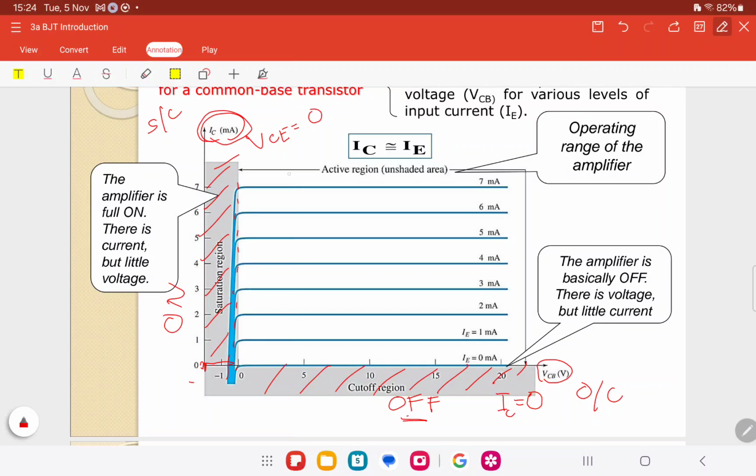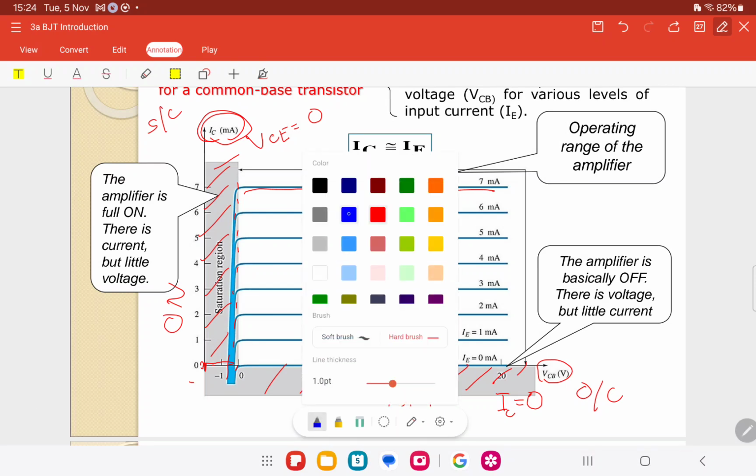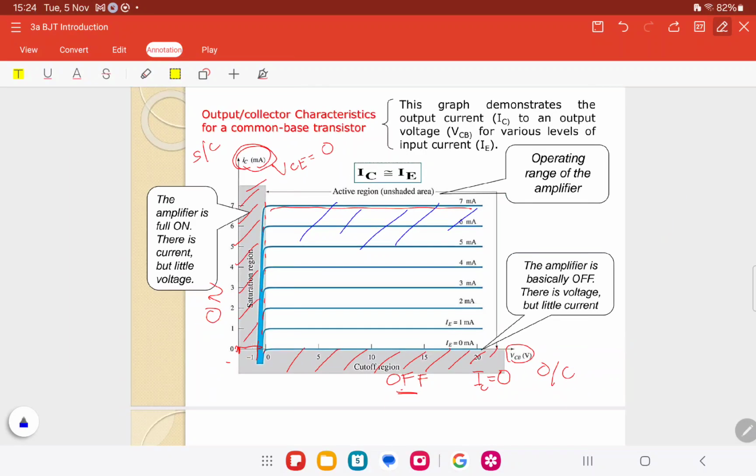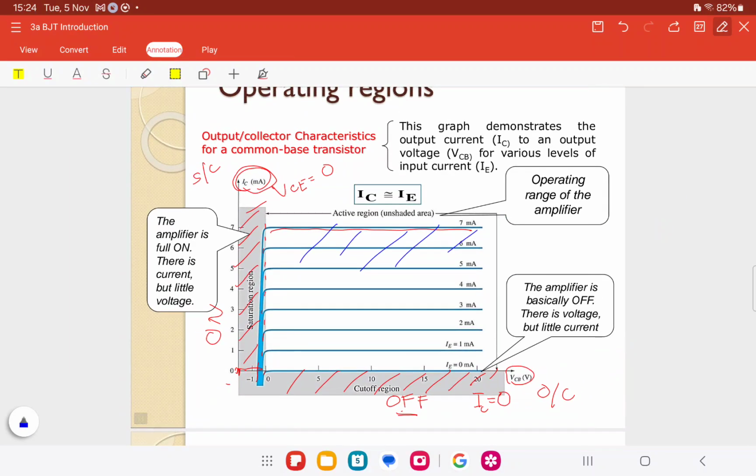Okay, and then yang tengah ni, all this is for operating condition. Yang tengah ni, this all for operating. Active region is for operating. Okay, nampak tak? And this one is IC, this is VCB. Tapi yang tepi ni is the value of IE.